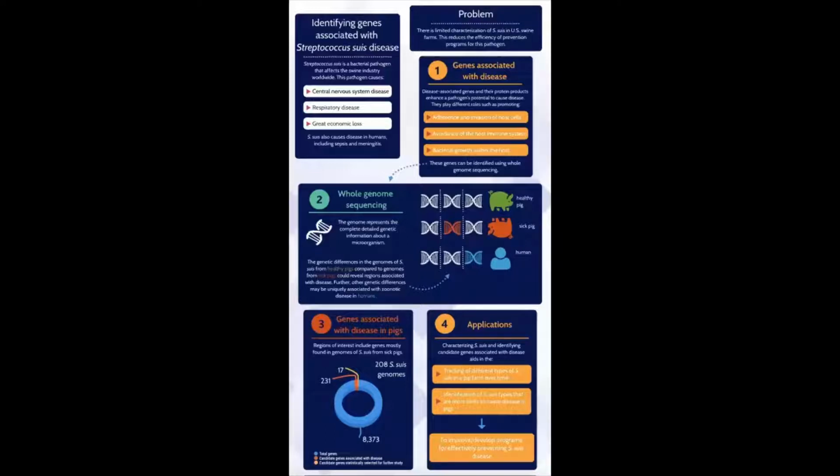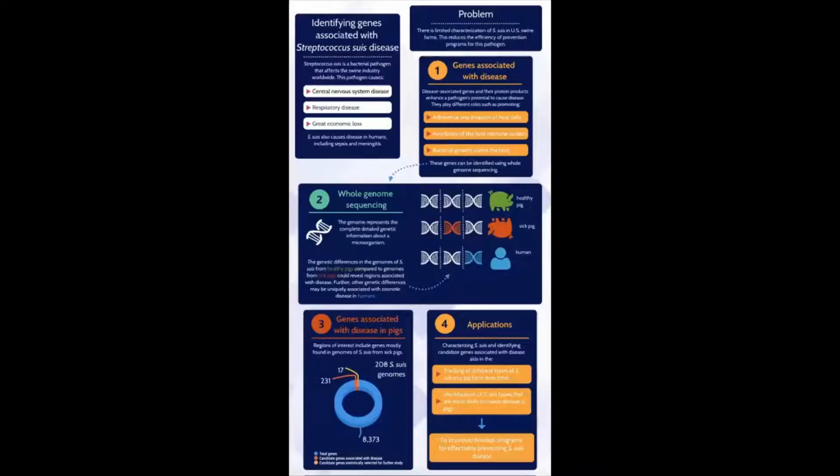Streptococcus suis is a bacterial pathogen that affects the swine industry worldwide. This pathogen causes central nervous system and respiratory disease in pigs and significant economic losses to the swine industry. Some types of strep suis can also cause disease in humans, including sepsis and meningitis.